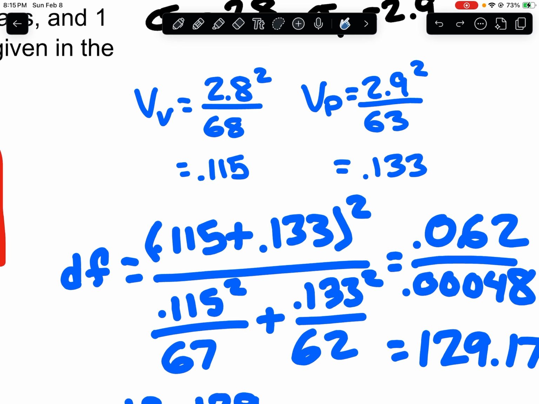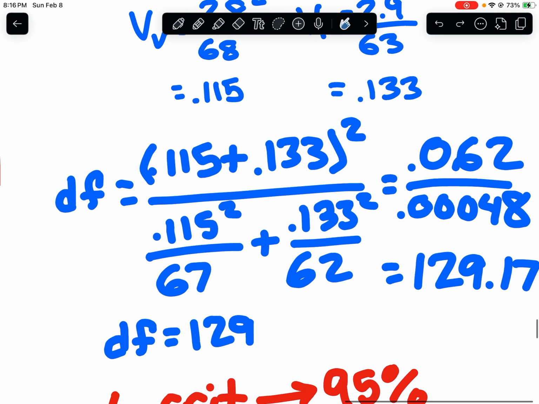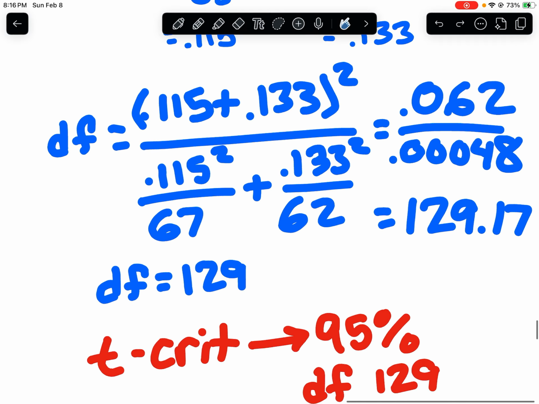So we get (0.115 plus 0.133) squared over those two little fractions, which is going to get us 0.062 over 0.00048, which ultimately gets us 129.17, which we can be pretty comfortable calling 129.